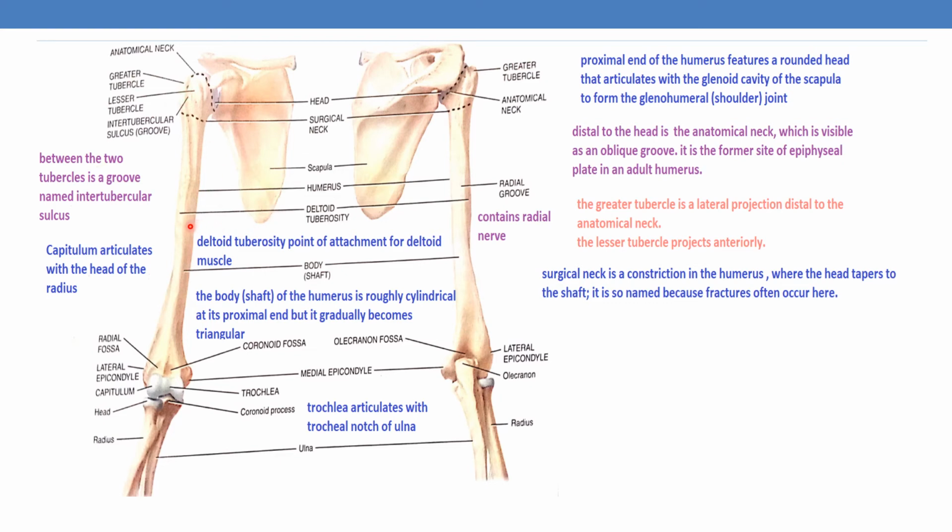One more important point of the humerus is the deltoid tuberosity. This is the deltoid tuberosity. The deltoid tuberosity is the point of attachment for the deltoid muscle. This is where the deltoid muscle attaches. And this is a groove, the radial groove, which contains the radial nerve.